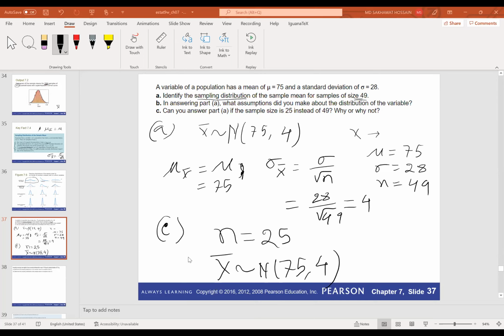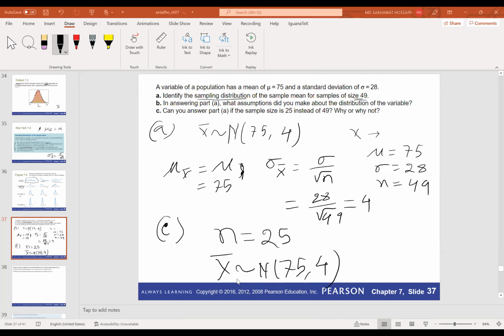When we do not know the population distribution, then you have to always look at the sample size. What is the mean and what is the standard deviation? It doesn't matter. To determine the shape of the distribution, you have to look at the sample size. If the sample size is small, then we cannot determine the distribution of x bar accurately. But if the sample size is large, and we usually consider 30 or greater than 30 as large. Previously it was 49.